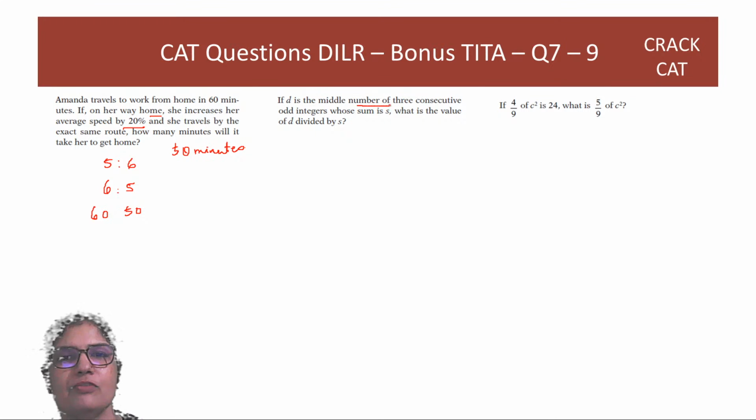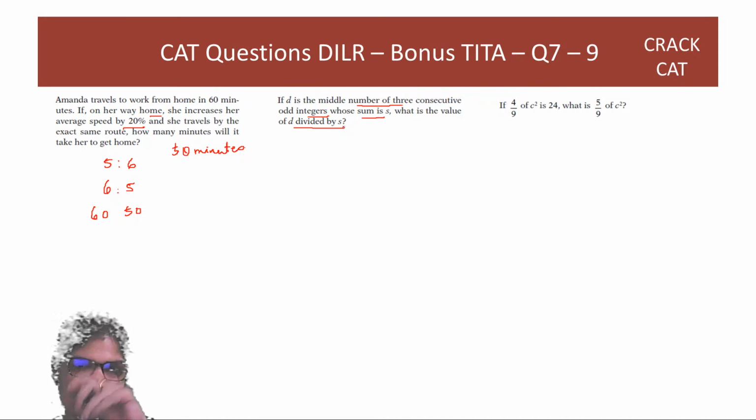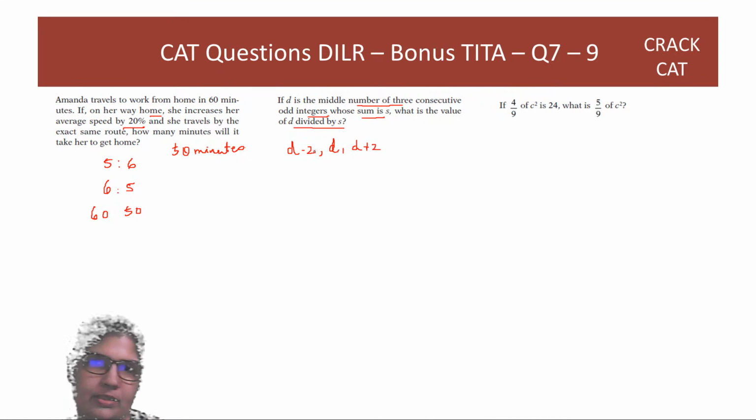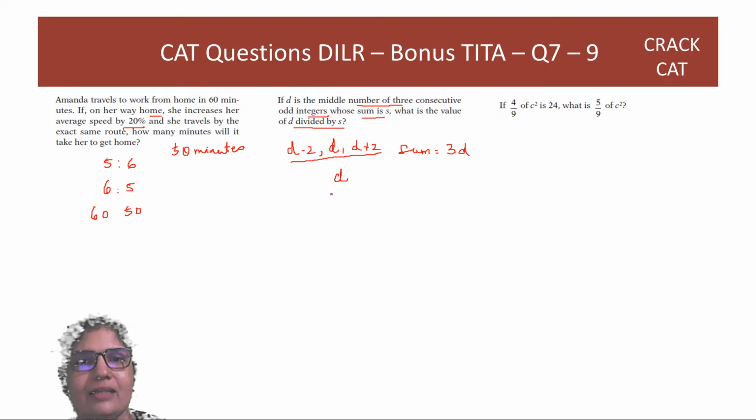If d is the middle number of 3 consecutive odd integers whose sum is s, what is the value of d divided by s? Okay. So d is the middle number. So ahead will be d plus 2, behind will be d minus 2. They are all odd integers. So the sum is going to be 3d, because if you add it up, the plus 2 and the minus 2 cancels off. So d divided by 3d, d divided by s, right, is 1 by 3. So that value is 0.33.